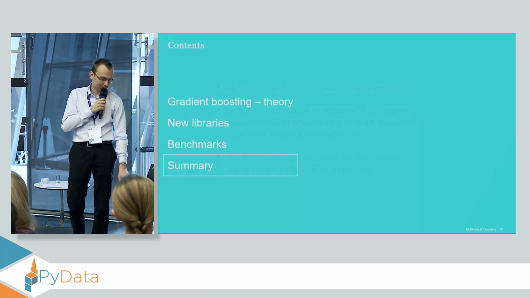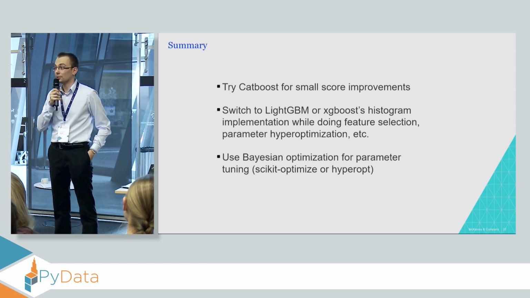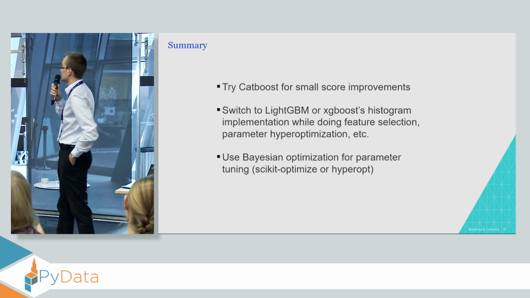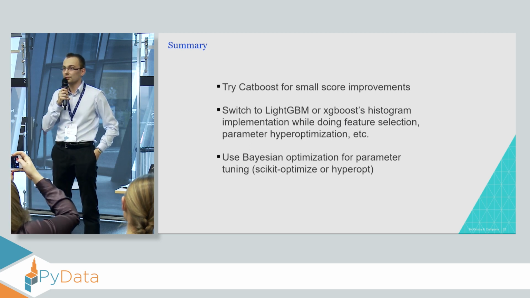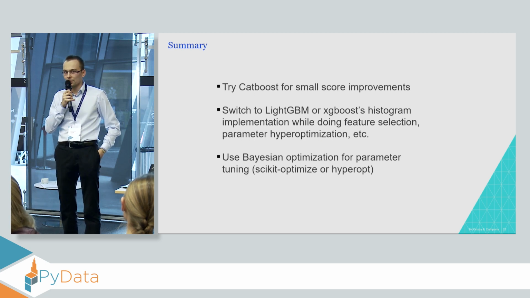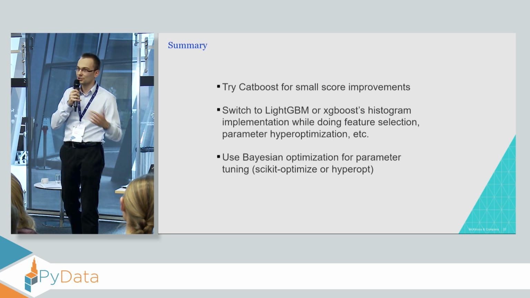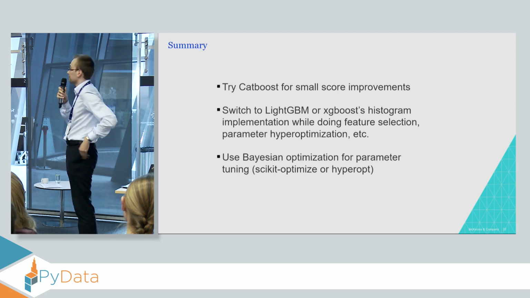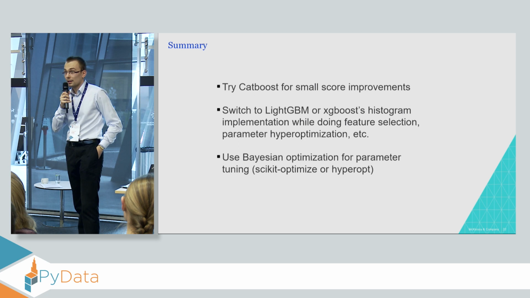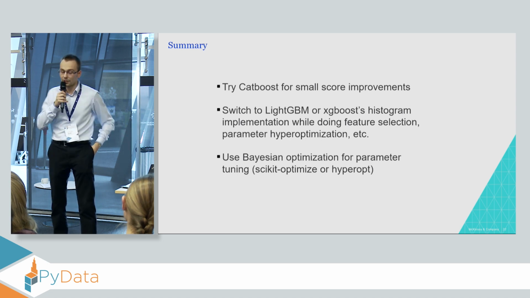Okay, so it's time for the summary. I would suggest a few things for all of you that use gradient boosting in your work. First of all, try Catboost from time to time as it can improve your scores. But maybe even more important, switch to LightGBM or the histogram implementation in XGBoost if you do a lot of runs of your gradient boosting. So for example, if you do feature selection, if you do hyper-optimization of the parameters, yeah, then you can save a lot of time. And one thing that I learned while I was preparing the materials for this presentation is that it's very useful to use Bayesian optimization, whatever package you prefer.